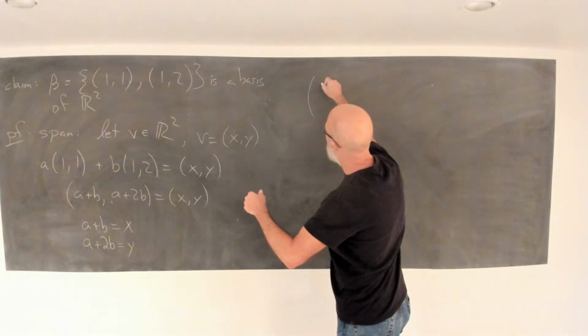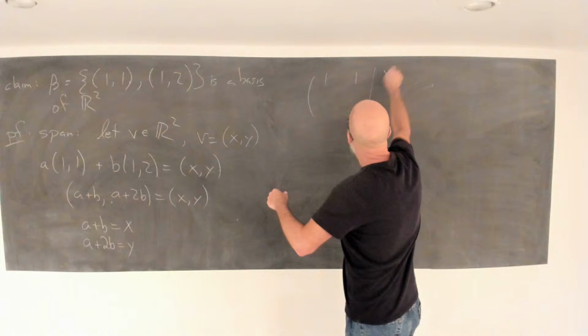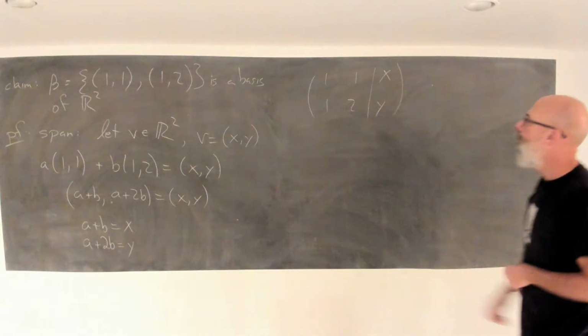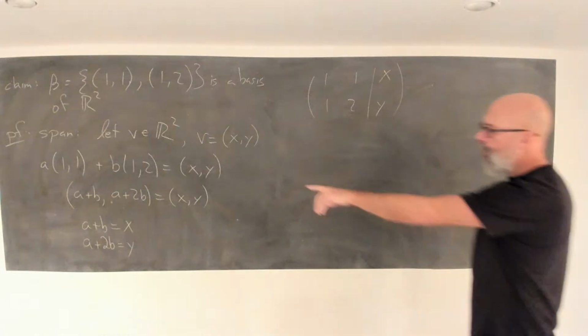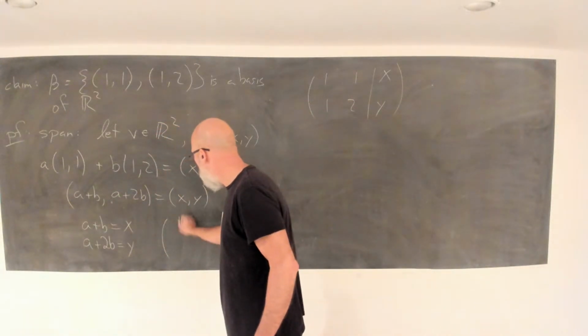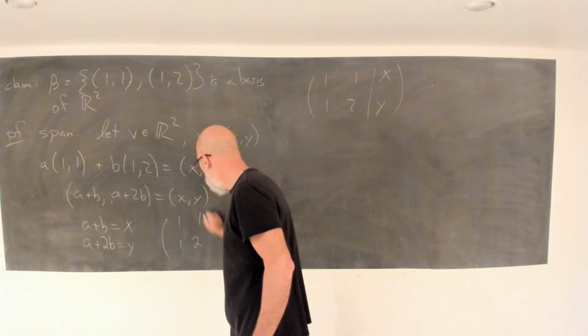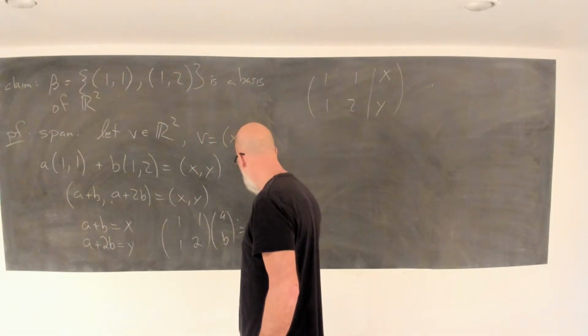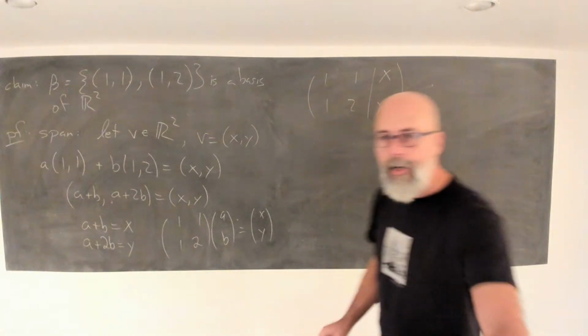Let's write this in a matrix. [1, 1; 1, 2] times [a; b] is equal to [x; y]. Or you could have rewritten this as [1, 1; 1, 2], AB is equal to XY. Let's do that instead.